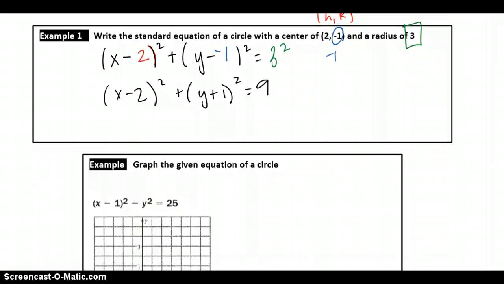Okay, questions on number 1? So that's all we have to do. That's all you have to do there. If you're given the center and you're given the radius, you can just plug them into that formula. And you can leave your formula like this. That's standard. Okay?